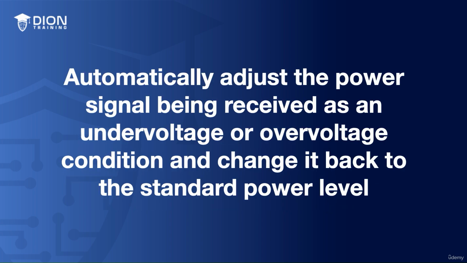over time. But by using a line conditioner, we can automatically adjust the power signal being received as an undervoltage or overvoltage condition, and then change it back to the standard power level of our systems that they're expecting to receive in order to prevent damaging our systems or their associated hardware. A line conditioner is a great addition to your systems, but they're not going to keep your systems running if you're experiencing a significant undervoltage event or a complete power failure event.